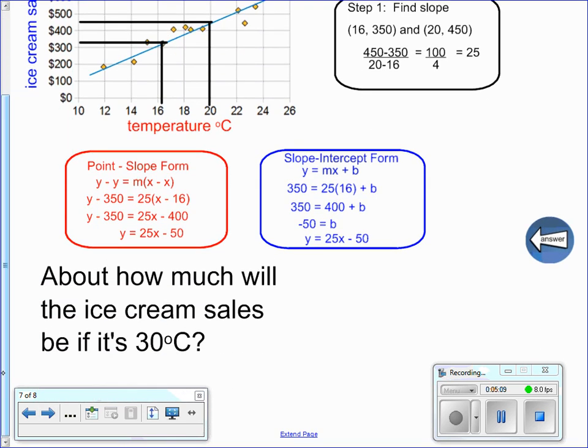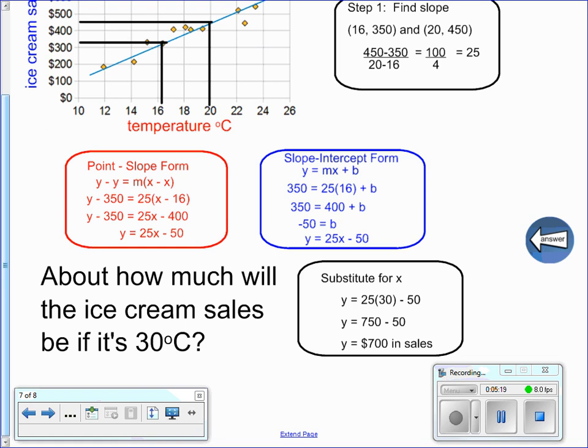The second part says, about how much ice cream sales will there be if it is 30 degrees? So I would just plug that number in. So y equals 25 times 30 minus 50. So y equals 750 minus 50. So if it's 30 degrees Celsius, we would expect $700 in sales.